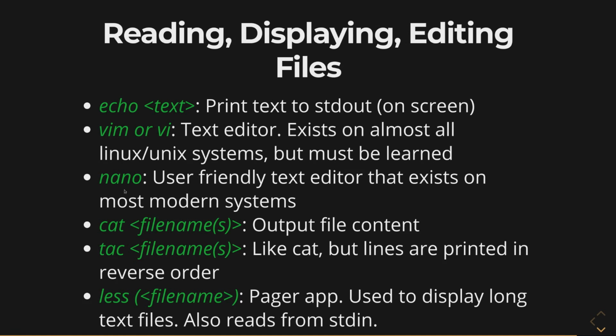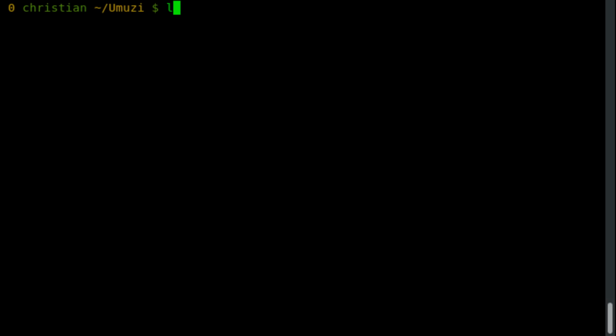Okay, now we've seen cat. Cat takes a file and provides all its content to standard output. The opposite of cat, tac, does the same thing, but in reverse order. Then there's less. Whenever you actually need to read a long file on the command line, and cat will just print out everything and not allow you to scroll, less will allow you to read the entire file as a pager.